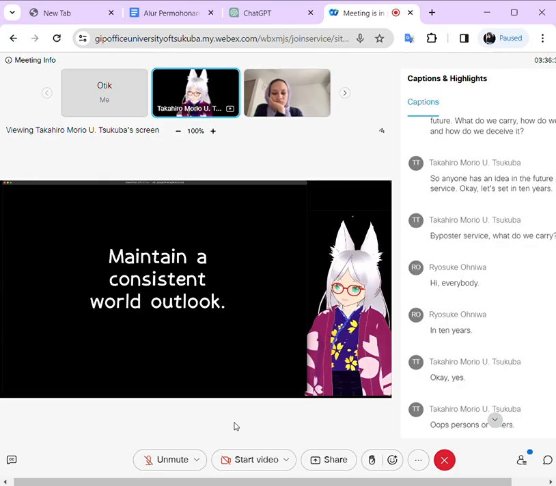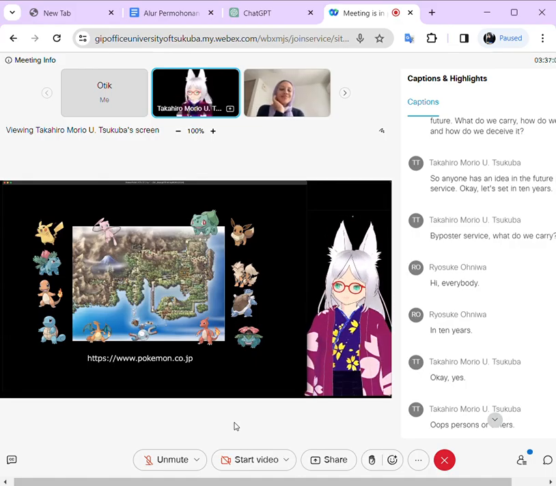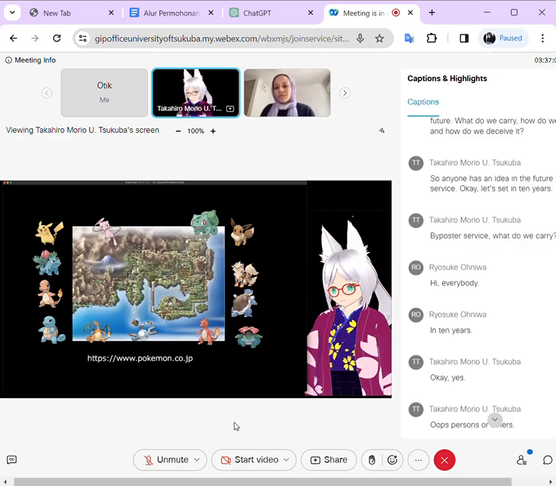Another example is magic that does everything without any constraint. In the world, we cannot have trouble, so it is not realistic. Like the Pokemon world, please make a concrete and consistent world outlook.